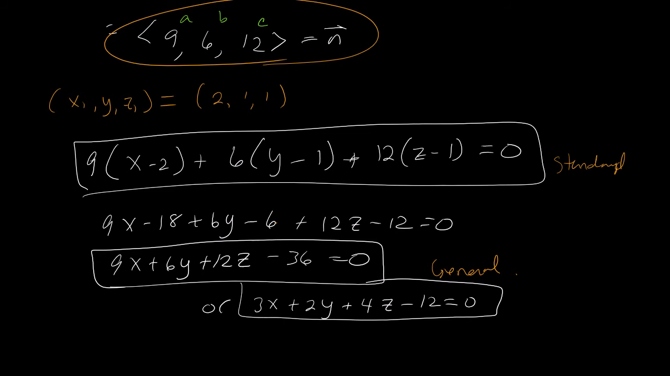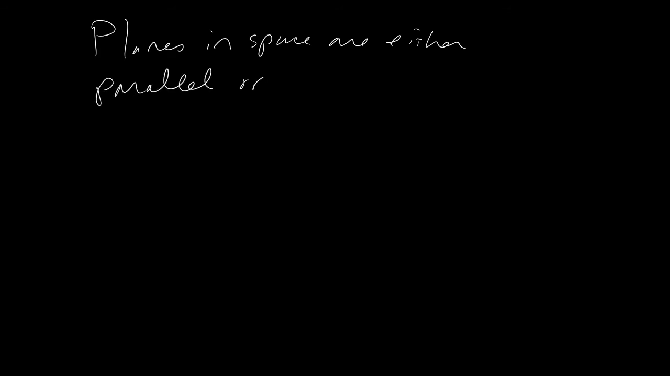All right, so planes in space behave very much like lines in 2 dimensions behave. So if we have 2 planes in R3, those planes can either be parallel or they can intersect. And if 2 planes intersect, they intersect along a line. All right, so let's talk about that a little bit. Planes in space are either parallel or they intersect along a line.